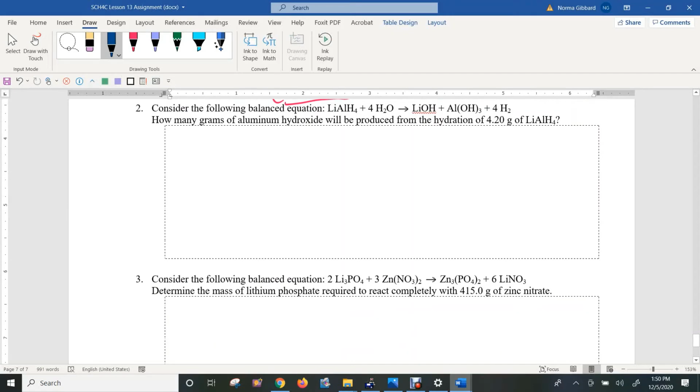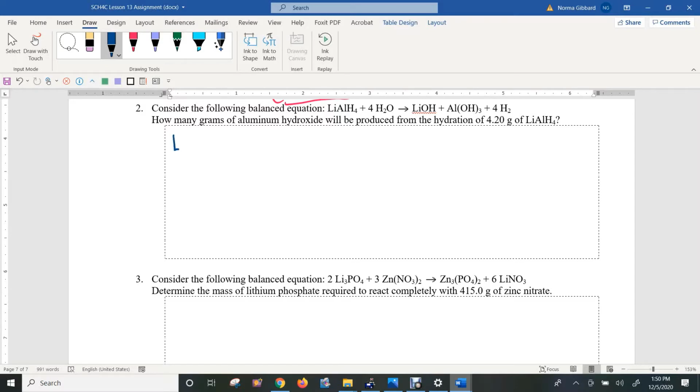Now, next question. We have lithium aluminum hydride plus water produces lithium hydroxide plus aluminum hydroxide and hydrogen. How many grams of aluminum hydroxide will be produced from the hydration of 4.2 grams of lithium aluminum hydride? So where are we going to start? We're going to start by writing the equation.